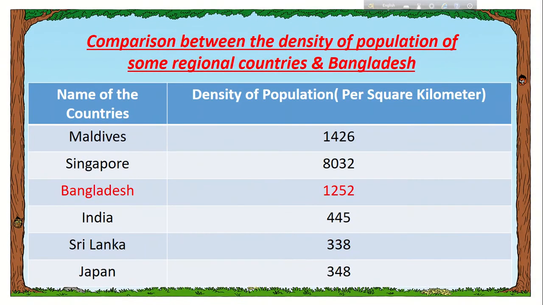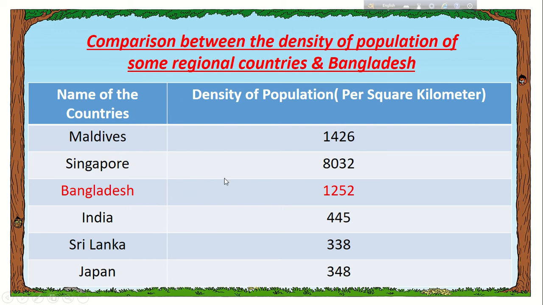Now we will know the comparison between the density of population of some regional countries and Bangladesh. The countries are Maldives, Singapore, Bangladesh, India, Sri Lanka and Japan. We are going to compare the density of population per square kilometer. Here follow India, Sri Lanka and Japan. This table shows the density of population of Bangladesh is almost 3 times that of India, Sri Lanka and Japan.